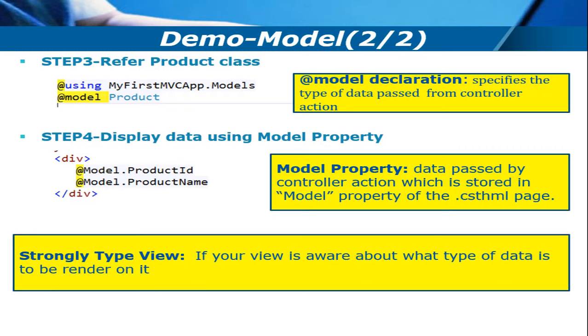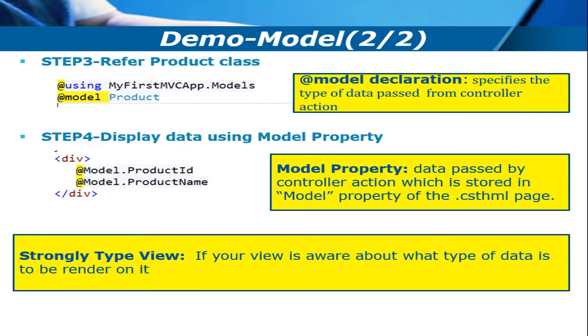So right now we are passing obj prod. This obj prod is of type product class. So that's why here we have to specify @model and the product class. Then because of this model declaration, your view is aware of what type of data is to be rendered on it, and this view is called a strongly typed view.